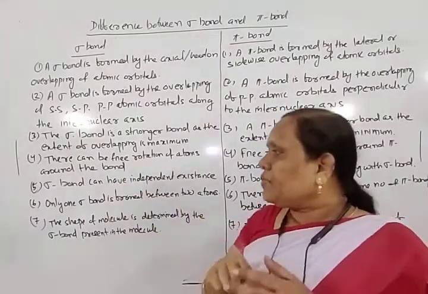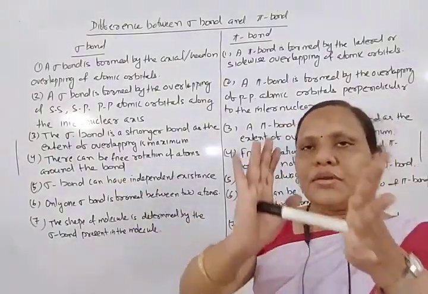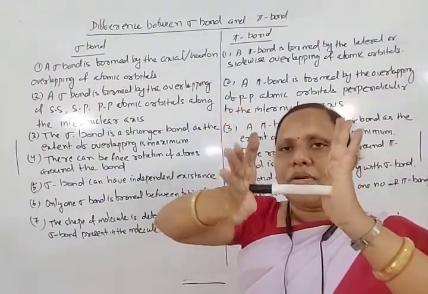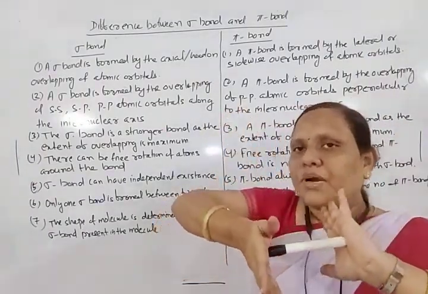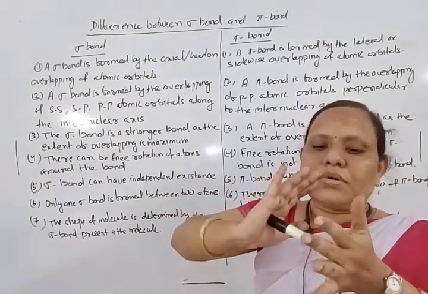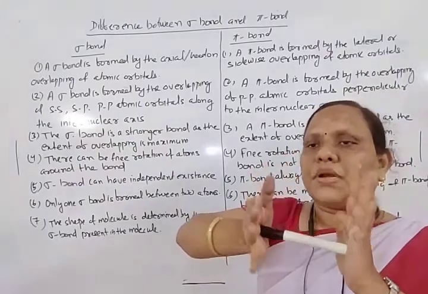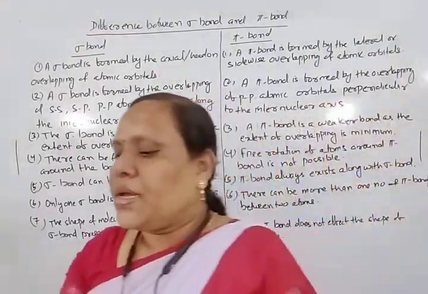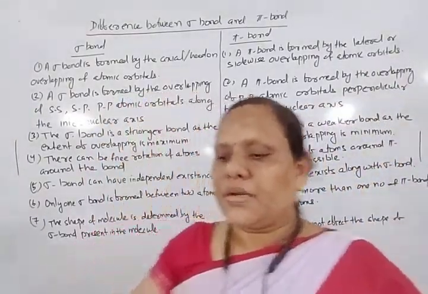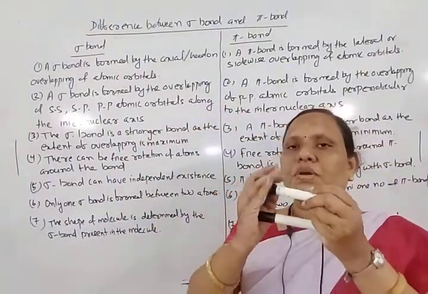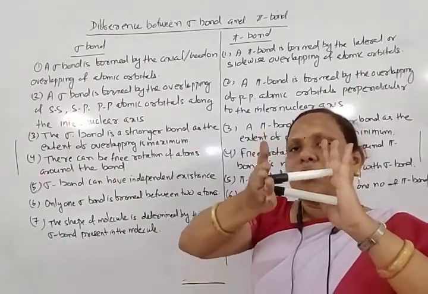There can be free rotation of atoms. So free rotation of atoms around the sigma bond, along the internuclear axis, is possible between the two atoms. But there is no free rotation of atoms around the pi bond, because there is one sigma bond and we represent one pi bond. So free rotation is not possible.